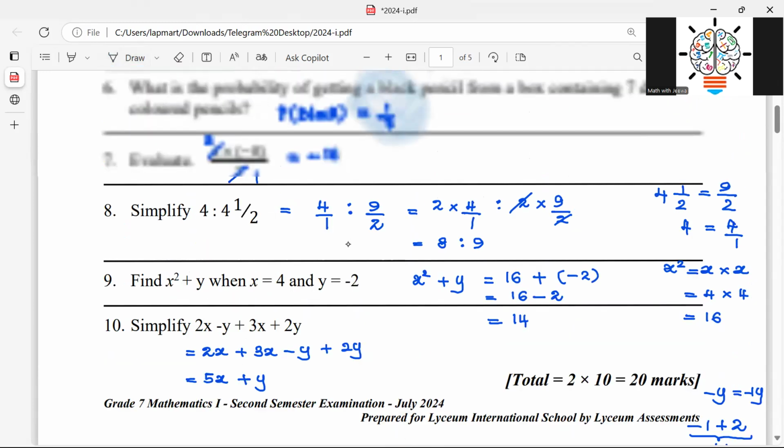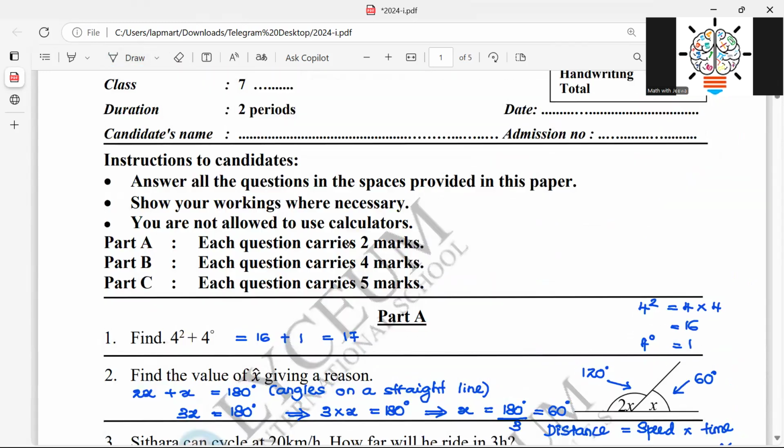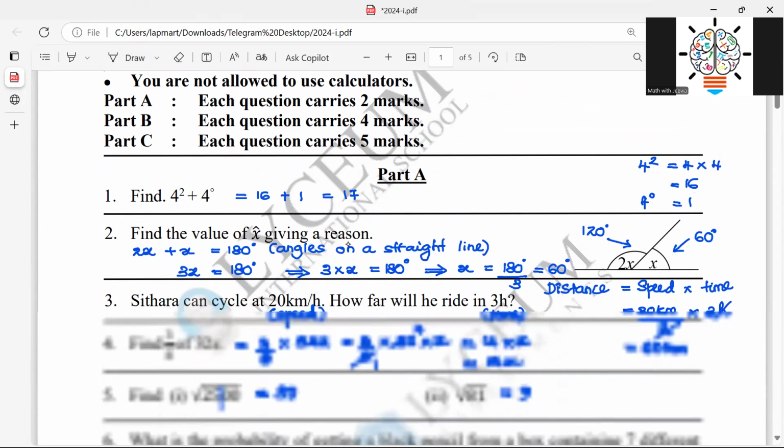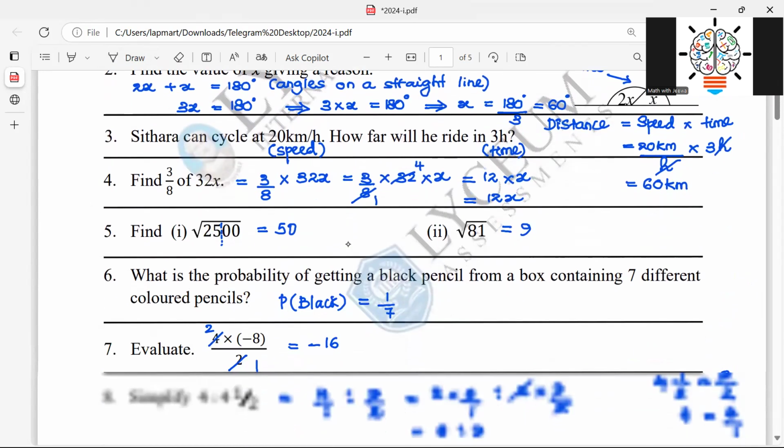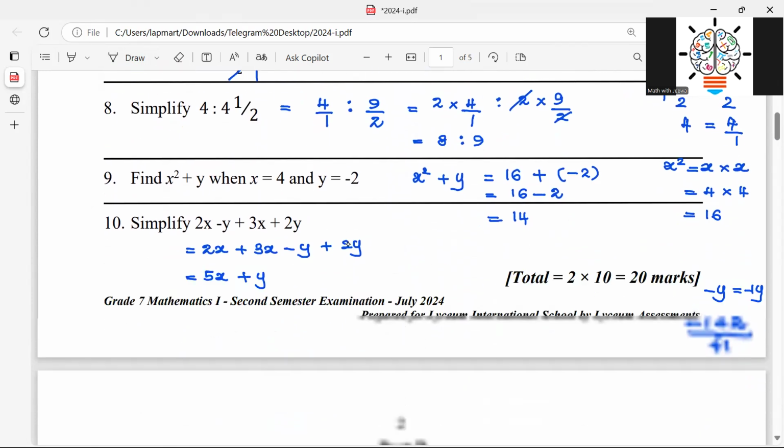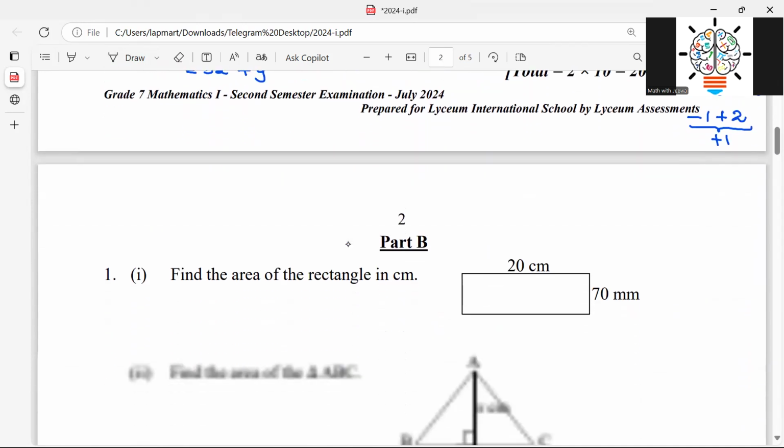Now what you want to do, children, you want to go through the part A and see whether you have written the answers like this, and you can mark how many marks you got for this paper. Okay, then we will move to part B.